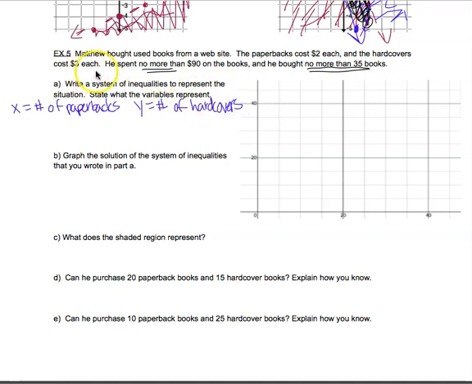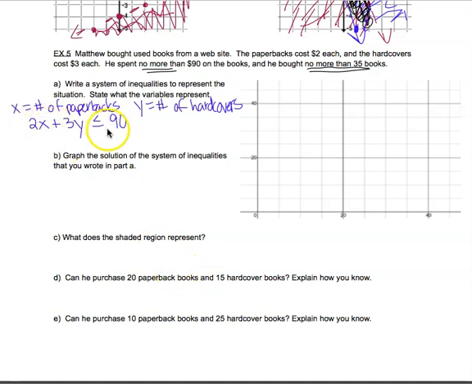So, first, the second sentence really, I'm going to turn into an inequality. The paperbacks cost $2 each, so that's 2 times X, the number of paperbacks, and the hardcovers cost $3 each. He spent no more than $90. So plus 3, which is the cost of hardcovers, times the number of hardcovers. It says no more than, so that means $90 or less. So less than or equal to 90.